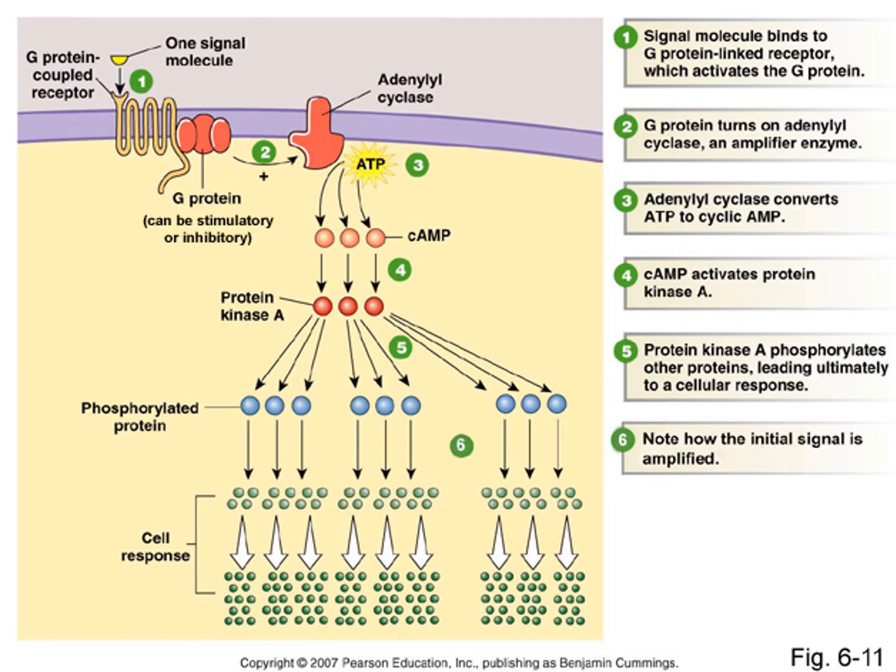Okay, and here's just another picture of this, just showing you this cascade, and each step you end up getting more things generated, and you end up from one signal molecule up here, you end up really amplifying that signal, and you end up with all these phosphorylated proteins down here, and that'll generate a really big cell response in the target cell.